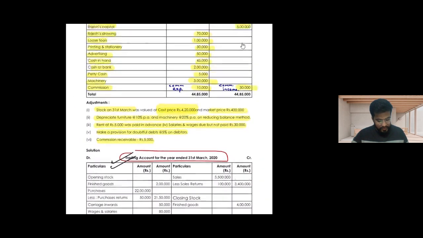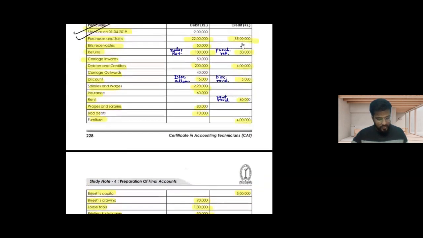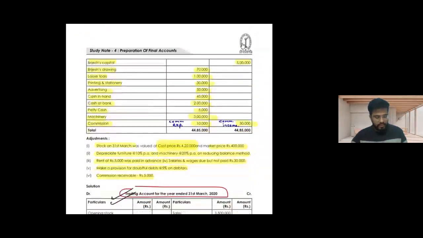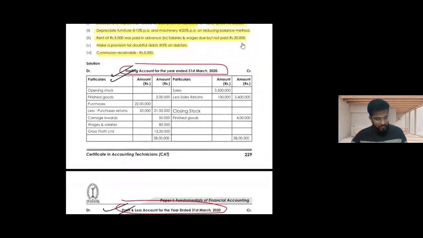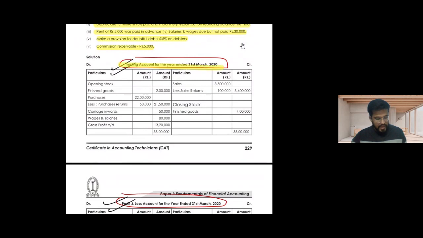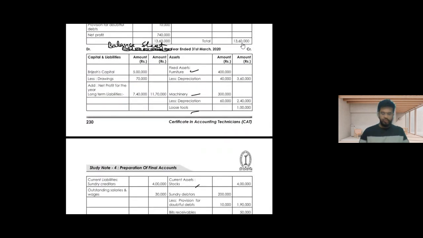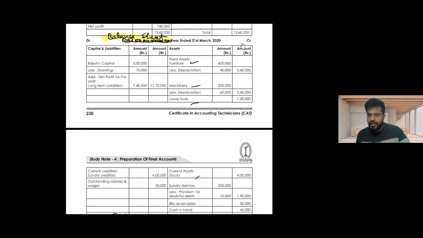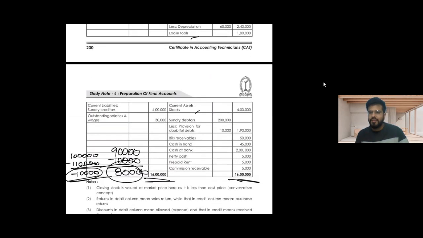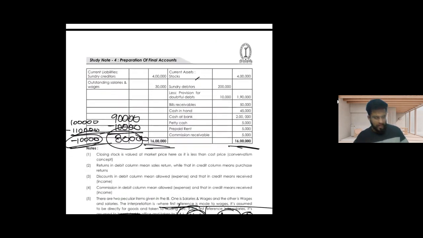So everything which is given over here needs to be considered, and accordingly we need to prepare the trading account, the P&L account for the year ended 31st of March, and the balance sheet. So that was an easy question for you guys. Were you able to do this? Yes, sir. Perfect. Very easy, sir. Everything okay, sir. Perfect. Okay.